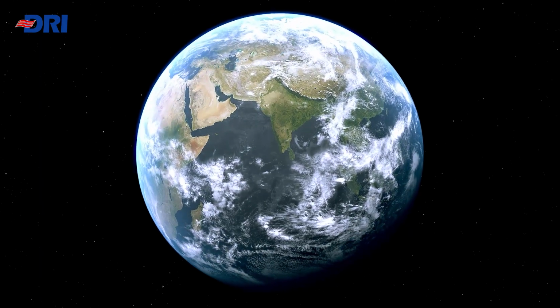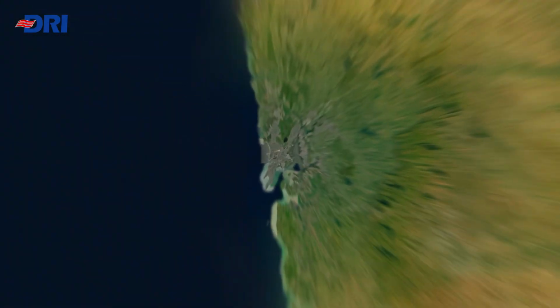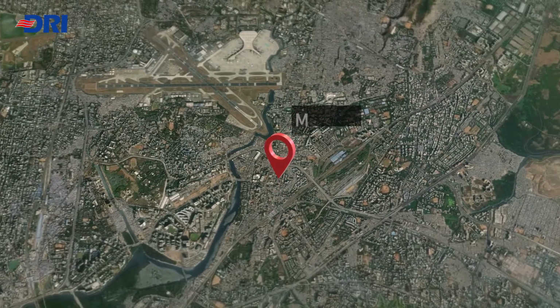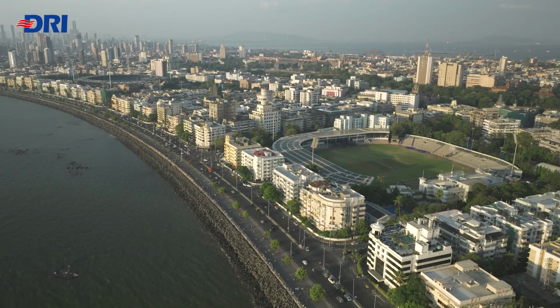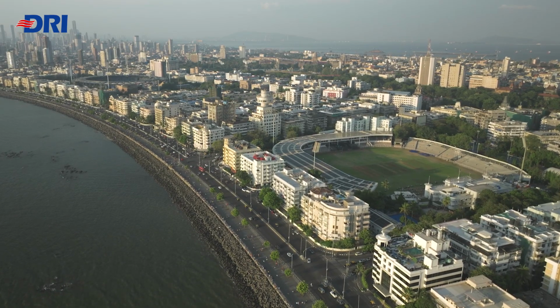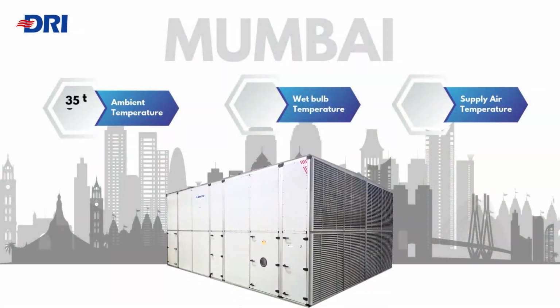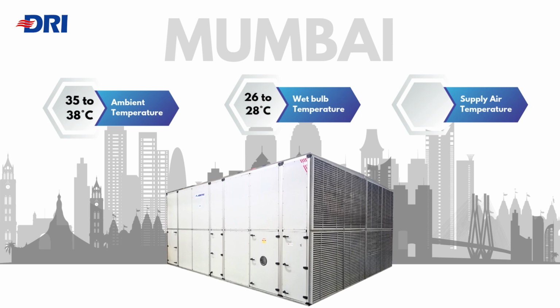Now, consider a different climate like Mumbai, which experiences both high temperatures and elevated humidity levels. During peak summer, outdoor temperatures can reach 35 to 38 degrees Celsius, with a max wet bulb temperature of around 26 to 28 degrees Celsius. Despite these challenging conditions, an IDEC system can still provide efficient cooling, reducing supply air temperatures to approximately 24 to 26 degrees Celsius. This represents a significant energy-saving alternative to traditional air conditioning systems while maintaining indoor comfort, even in humid climates.